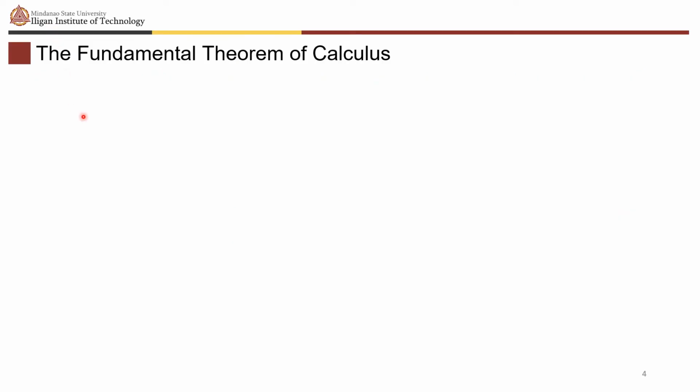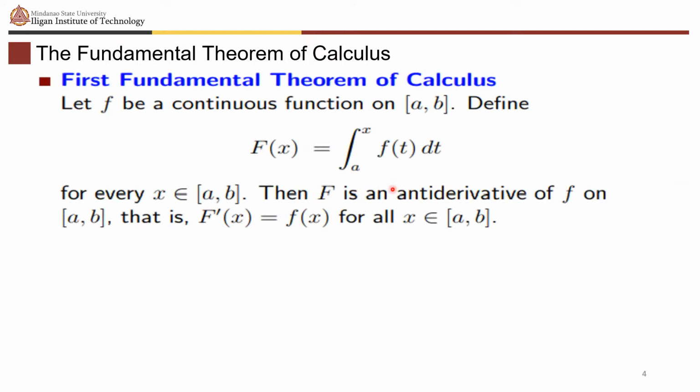We now formally define the fundamental theorem of calculus. It says, the first fundamental theorem of calculus: let f be a continuous function on the interval [a, b]. Define F of x equals the integral of f of t dt from a to x for every x an element of [a, b]. Then F is an antiderivative of f on the interval [a, b]. That is, the first derivative of F of x equals f of x for all x an element of [a, b].